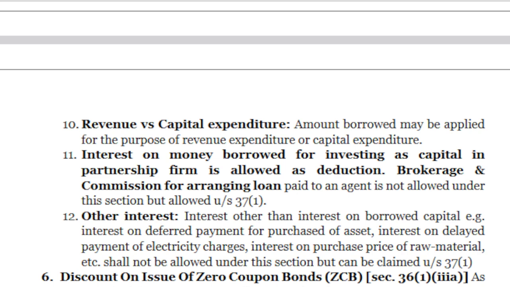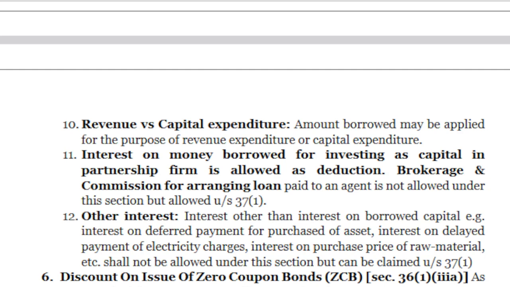Okay, now brokerage and commission. For taking the loan, you may have to meet a broker, right? He will do all the work for you, right? You may have paid commission to somebody. That commission and brokerage will not be allowed as deduction.